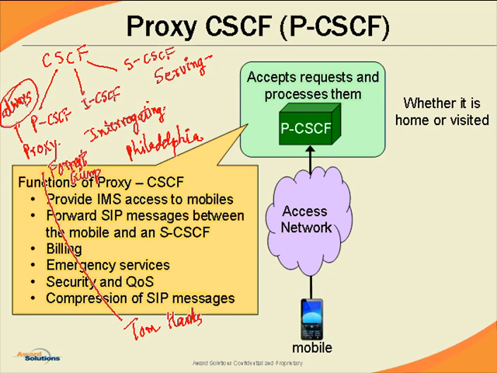Tom Hanks plays the role of a lawyer, an interrogator. What does a lawyer do? Interrogates, right? So interrogating CSCF will interrogate. It will ask the HSS, Home Subscriber Server, which serving CSCF I should choose for this user. So interrogating CSCF will interrogate the HSS about which serving CSCF to choose for that user.